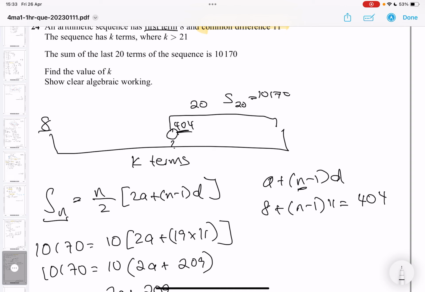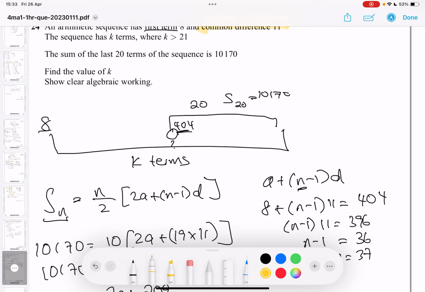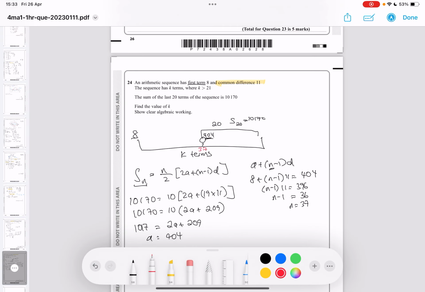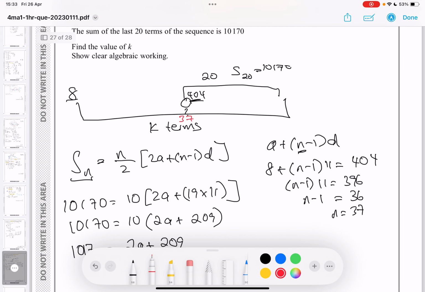So if we subtract 8 from both sides, n minus 1 multiplied by 11 is 396. Divide by 11 both sides, that gives you 36. So n is equal to 37. So what this tells us is that this position is 37. 404 is at the 37th position.